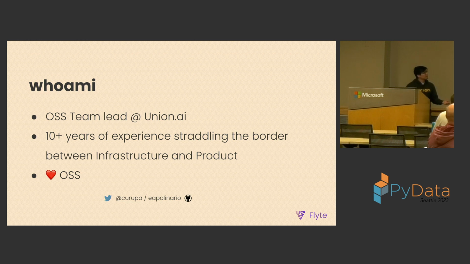First, a little bit about myself. I am the engineering manager for the OSS team at Union AI. We're going to talk a little bit about what Union is. But I've been doing software and straddling the border between infra and product for a long time, and I just love the idea of open source. The fact that we can be so successful, so helpful to people all around the globe, really. It's such an amazing idea.